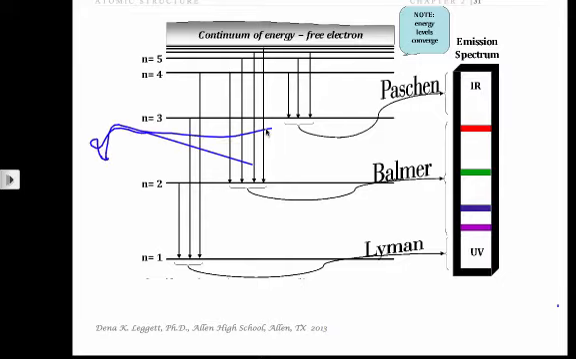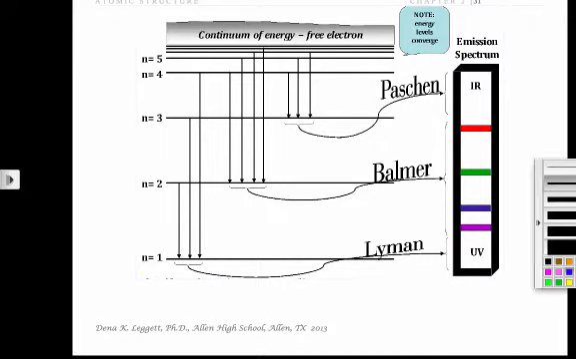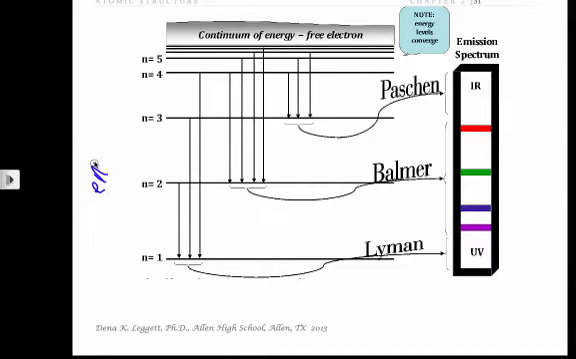So we could add energy here. This would be energy going up this way. And down here would be the nucleus with a particular nuclear charge Z. So the lower the n value, the closer we are to the nucleus.